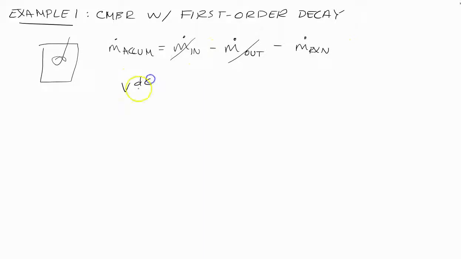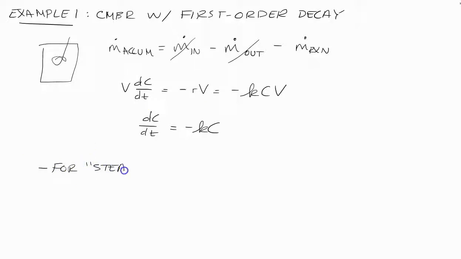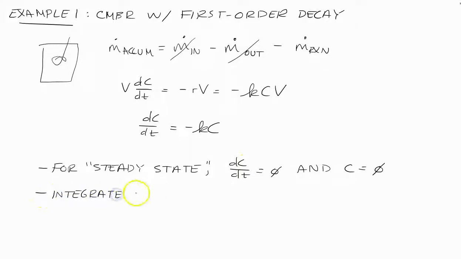V is the volume of the reactor. C is the concentration within our reactor. I don't have in or out terms, so I only have this first order decay where my reaction rate is Kc, and I can simplify it here. If I were looking at steady state for this system, I would set dC/dt to 0, and I would find that my concentration is 0. So at steady state, there's nothing left. If I wanted to figure out how C changes with time, I would just do an integration and solve for C as a function of time.